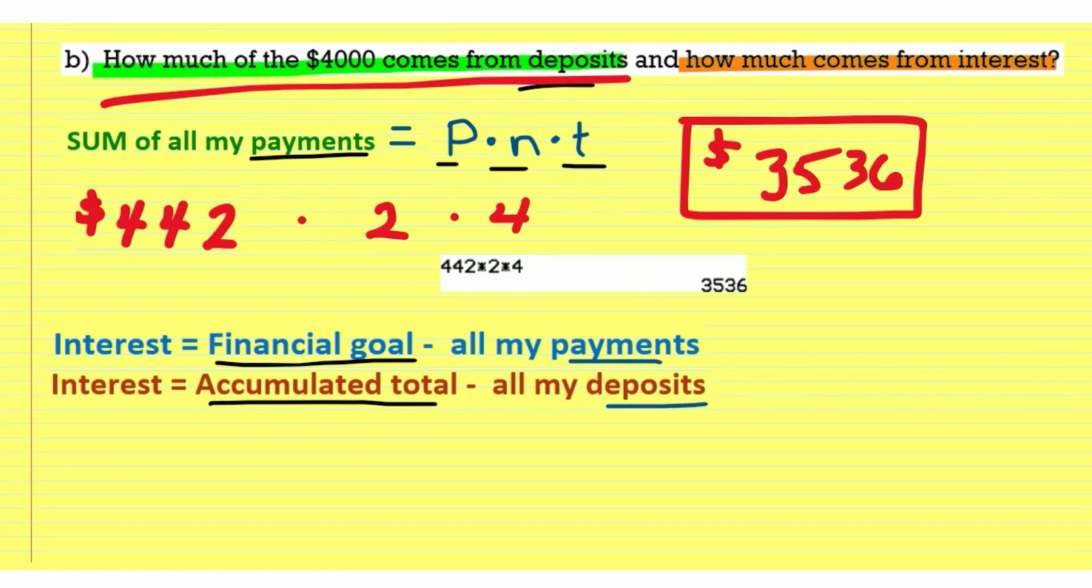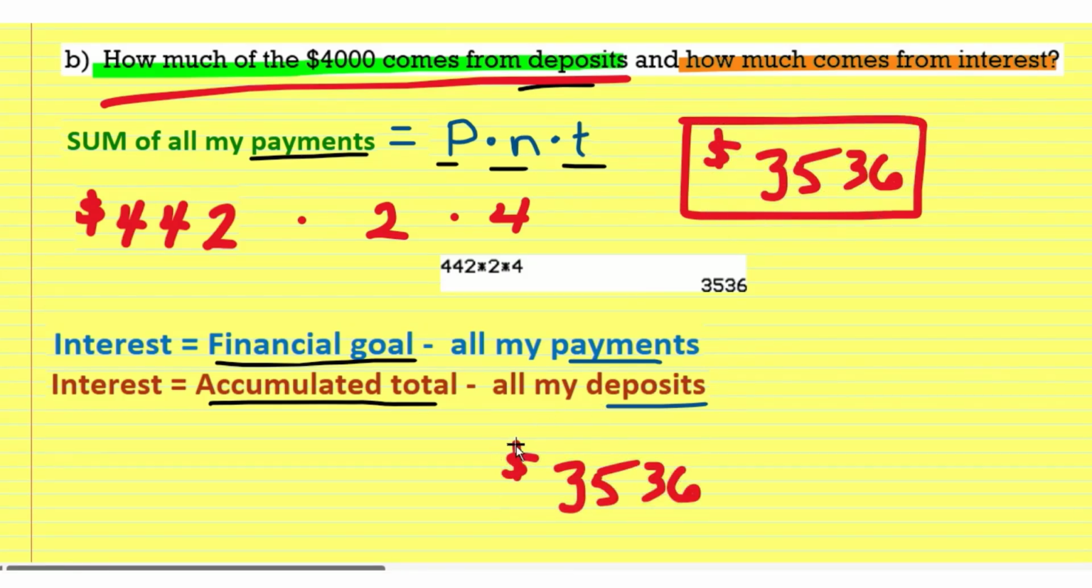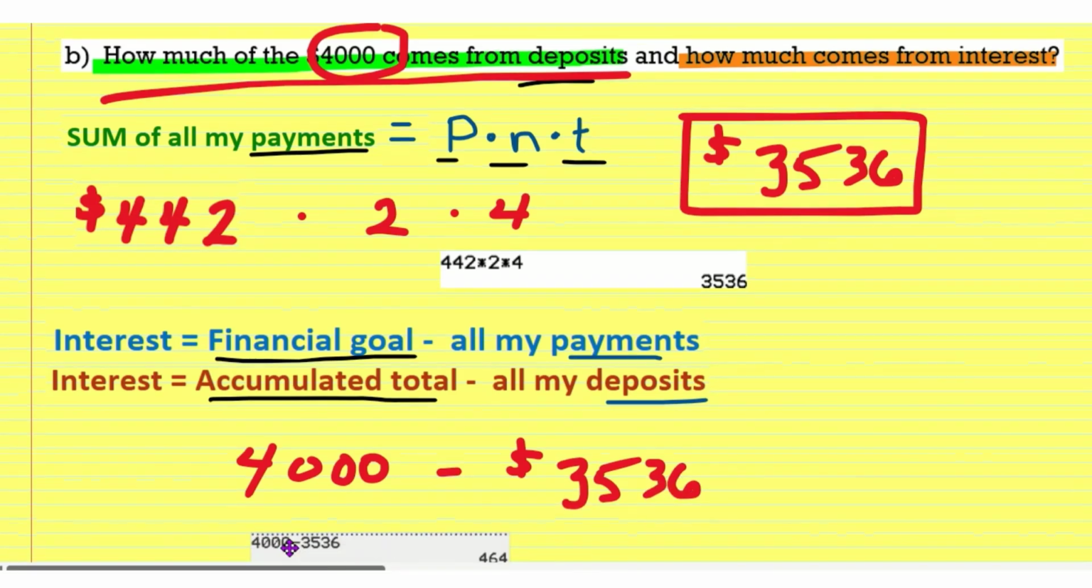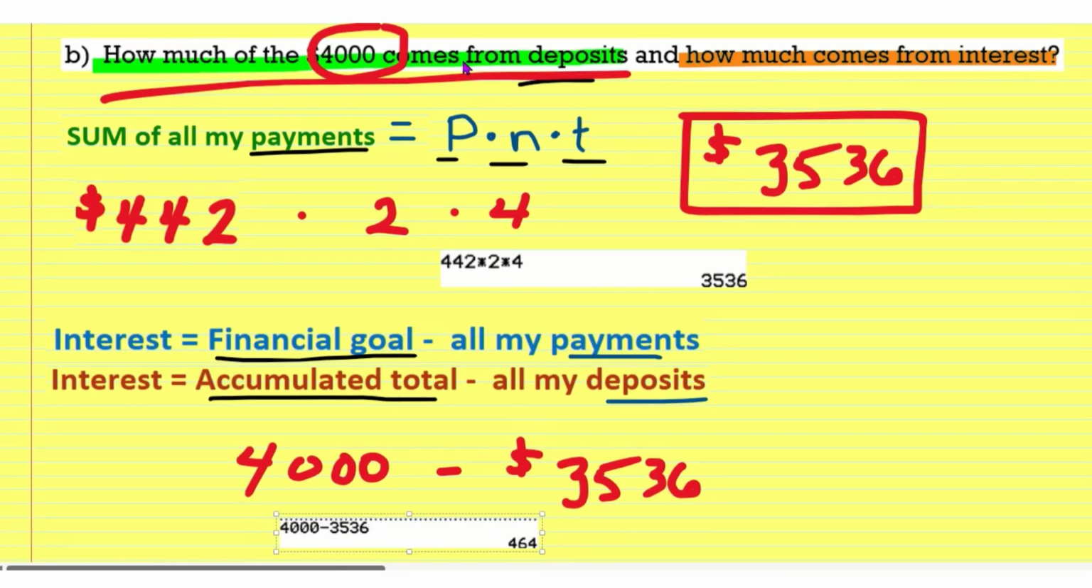Well, I know now what all my deposits are. All my deposits are the $3,536, and my accumulated total originally was to save the $4,000. So that's going to be $4,000 minus the 3536. And when I put that into my calculator, it is going to give me a total value of interest of $464.